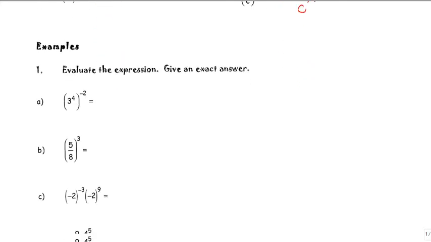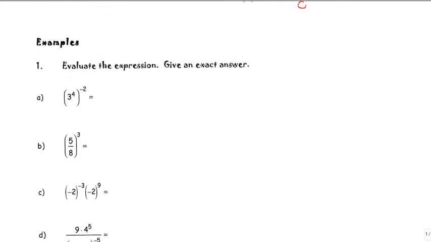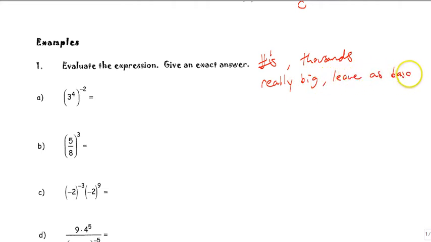Evaluate the expression, give an exact answer. Evaluate means give me a simplified number at the end. Now, rule of thumb. I want numbers if they're in the thousands. So for example, anything in the thousands, give me a number. If it's a huge number, then leave it in, so if it's really big, leave it as the base and exponent. And I'll talk about that because letter D is like that.